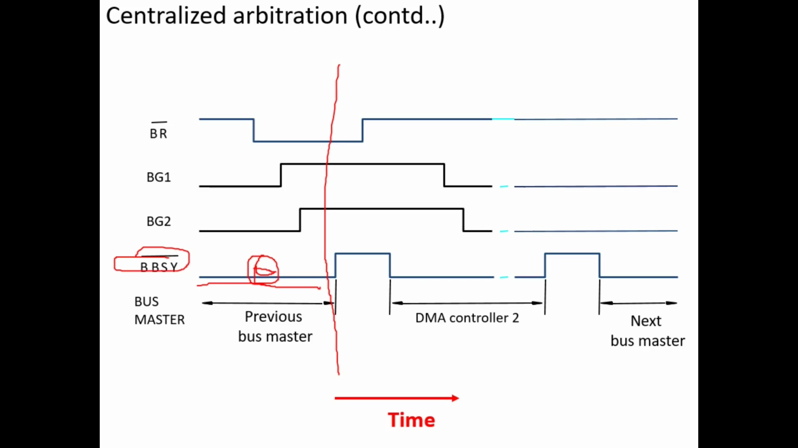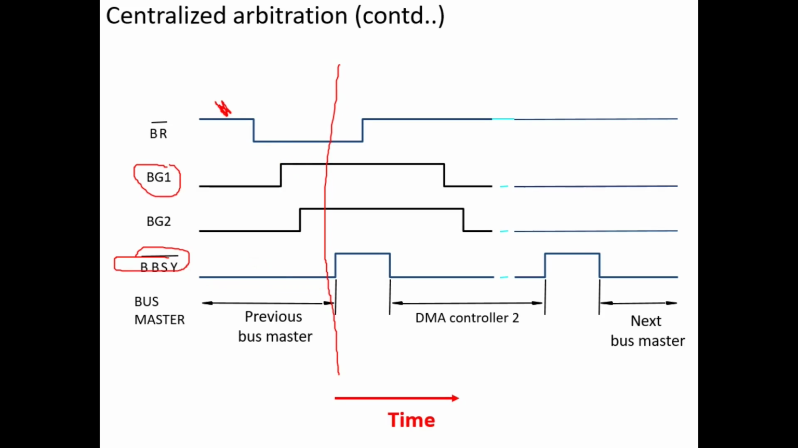But in between, bus request is 1 here. That means nobody is requesting arbitration or competing to become bus master. After some time somebody makes that signal 0. When the bus request signal becomes 0, that means one or multiple devices are trying to become the new bus master. So what does the processor do? The processor sends the BG signal 1, the bus grant signal 1, to DMA controller 1 here.